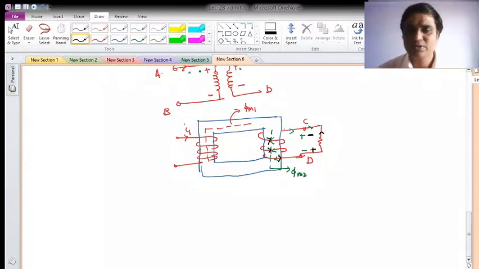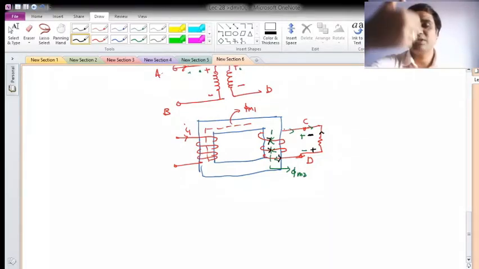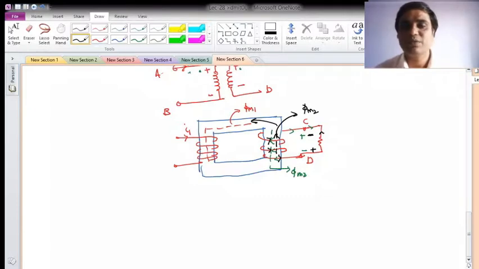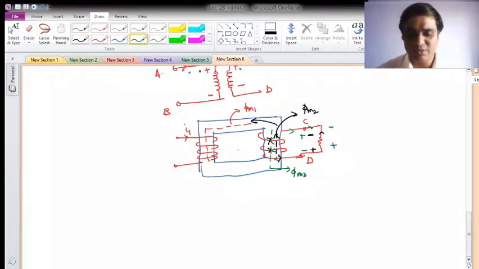Okay, so now if the current flows in this direction, and if I apply the right hand thumb rule, then the flux will move in the upward direction. This direction the flux will move, and I observe that it will oppose this flux, and then Lenz's law will be satisfied. Okay, so what is the resultant direction for this? The resultant direction will be negative and positive, meaning the polarities will be like this. Let me draw it here.